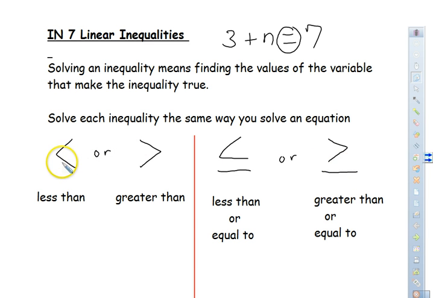It could be less than, it could be greater than, it could be less than or equal to. That's what this line below the less than sign is. Or you could have greater than or equal to, okay? We'll talk a little bit further about what exactly those particulars mean. What I want you to do is go ahead and hit pause and copy down this information.